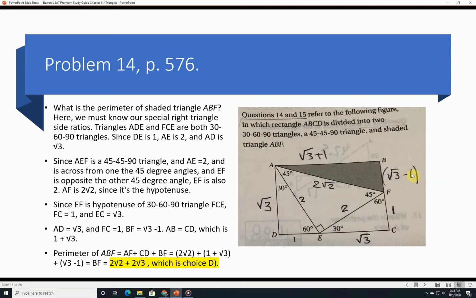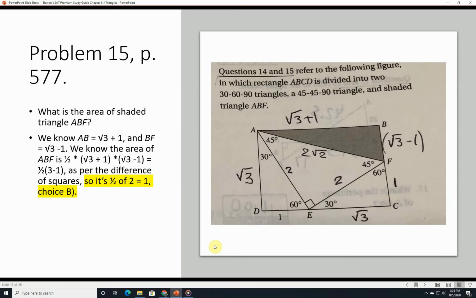Obviously the plus 1 and the minus 1 cancel out, so you have 2 root 3, and then you have 2 root 2. So it ends up being 2 root 2 plus 2 root 3, which is choice D. Problem 15. Questions 14 and 15 refer to the following figure.